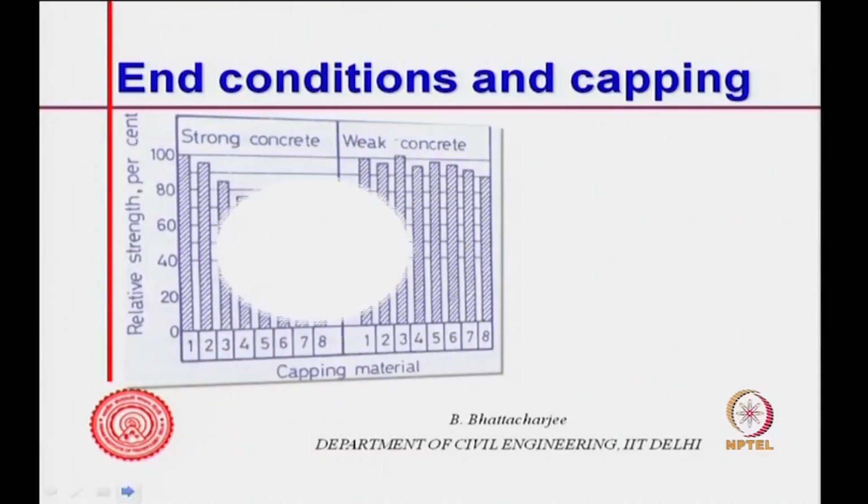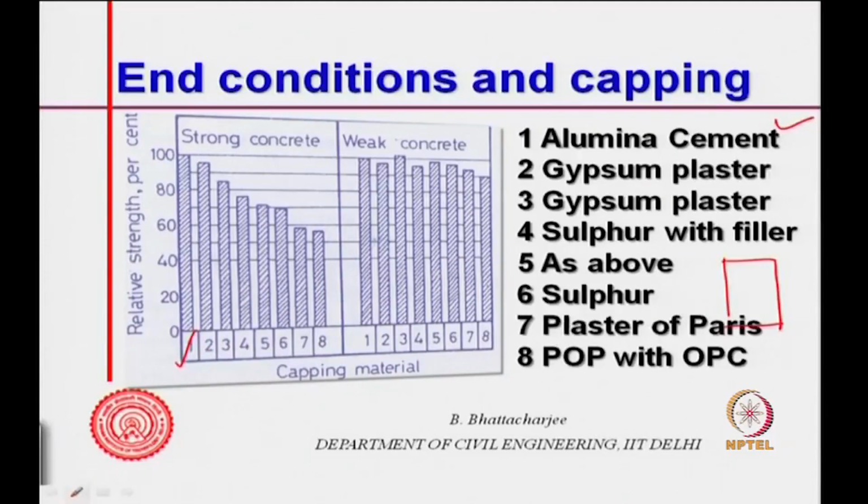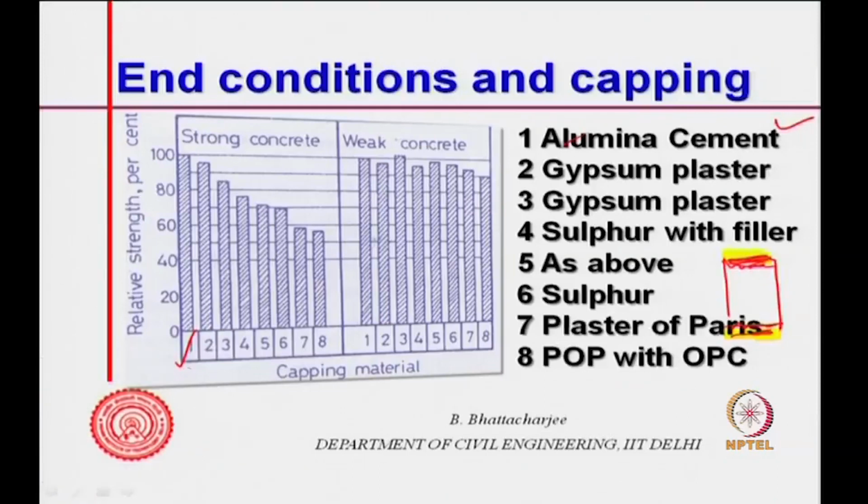Supposing I put different capping materials. The first one is alumina cement. I have made cubes or cylinders like this, and I am using different capping materials here. This might be rough, this may not have been smooth, etc. This is a result of experimental results. I am doing some capping here, and the first material that I am talking of is alumina cement.